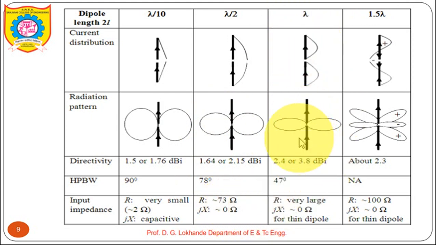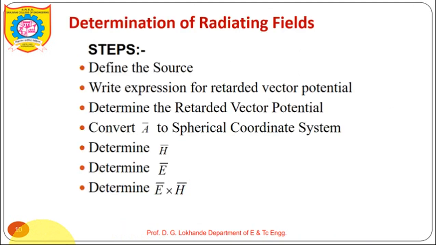Whereas in the case of lambda, the directivity is higher and the half power beam width is smaller. So 2.4 is the directivity and 47 degrees is the half power beam width. Then for 1.5 lambda, the directivity is 2.3, the half power beam width is not applicable, and it is purely resistive, 100 ohm. So this is the comparison between all types of antennas.